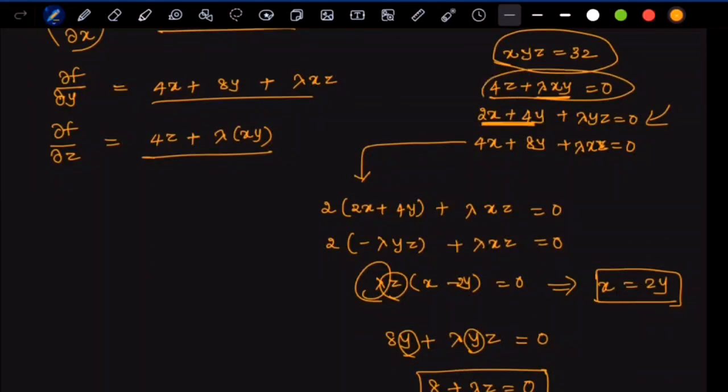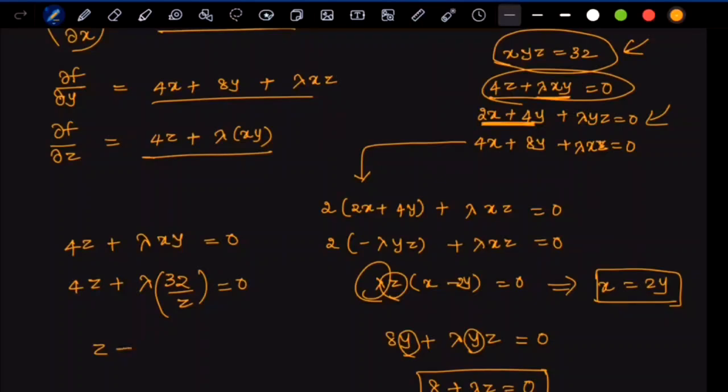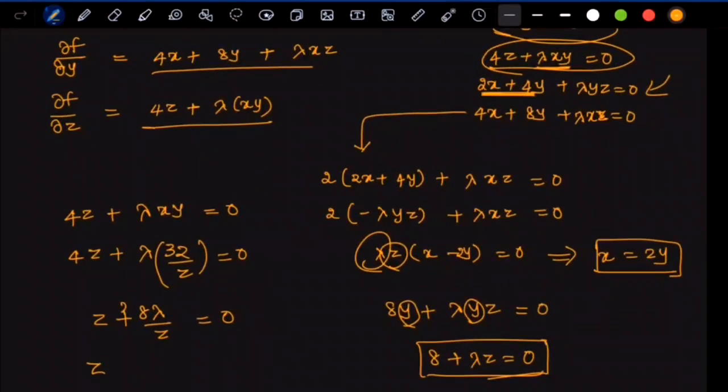Now let us consider this equation. So this is 4z plus lambda xy is equal to 0. Alright. Now, so this is simply 4z plus lambda xy can be written as 32 upon z from this. 32 upon z is equal to 0. So this is simply, if you take out 4, so this is simply this quantity. Alright. So this is simply z square is equal to minus 8 lambda.